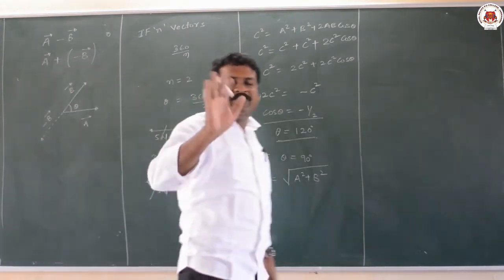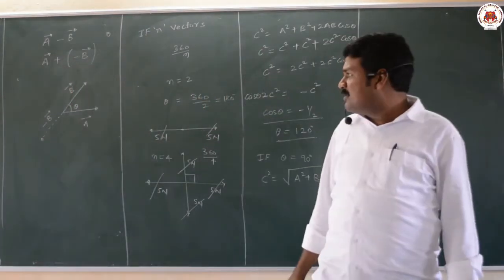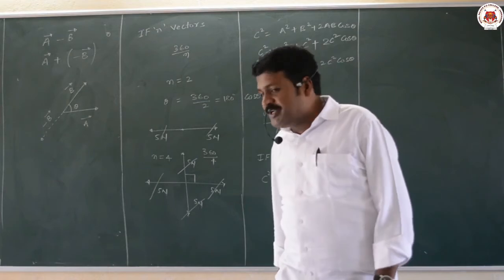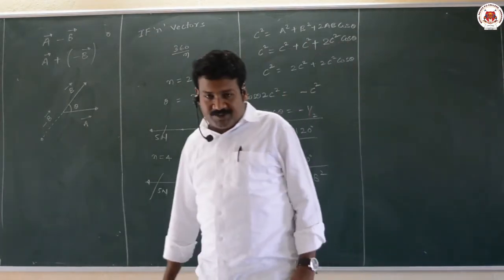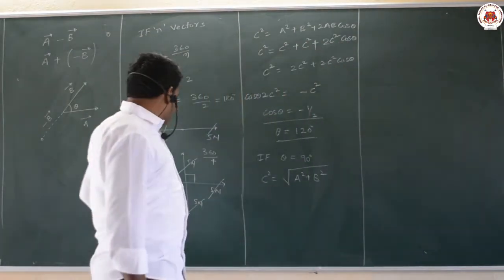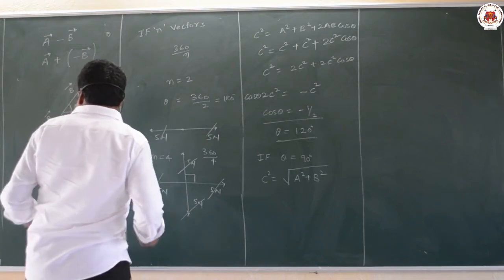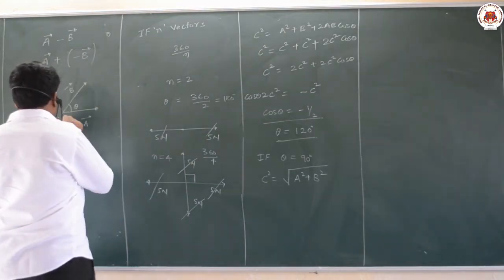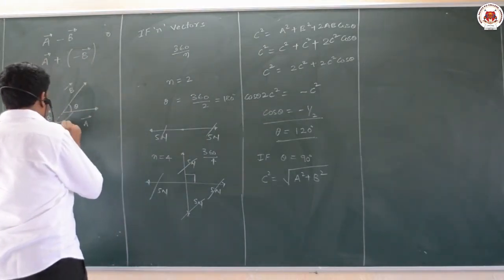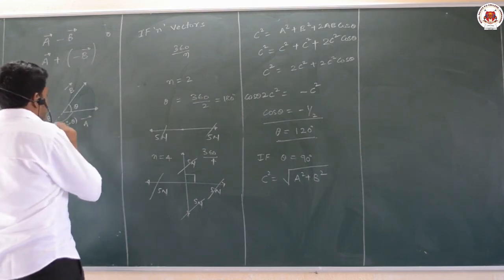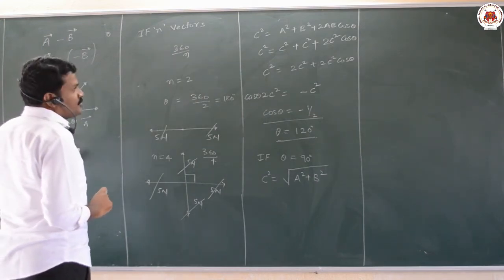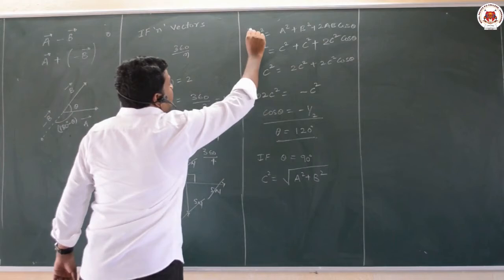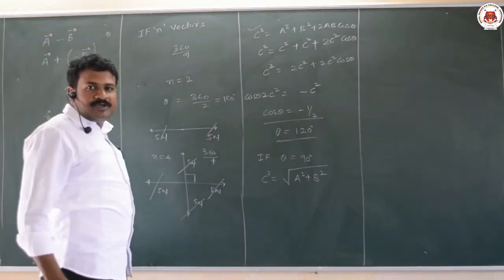Then what is the angle between A and minus B? You can see that it is 180 minus theta. So now you are doing an operation of A bar minus B bar, and this angle is 180 minus theta. Now just substitute in this formula, and you will get subtraction.